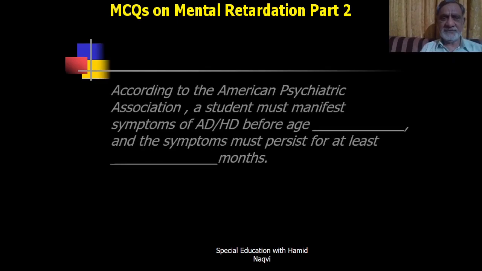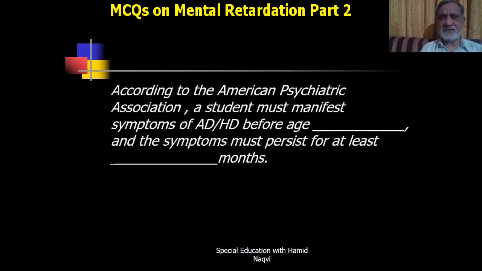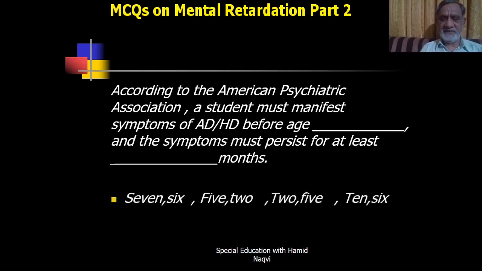Next question is, according to American Psychiatric Association, a student must manifest symptoms of ADHD before age dash and the symptoms must persist for at least dash months. 7, 6, 5, 2, 2, 5 or 10, 6. Correct is 7, 6.